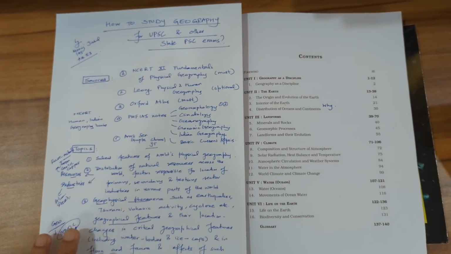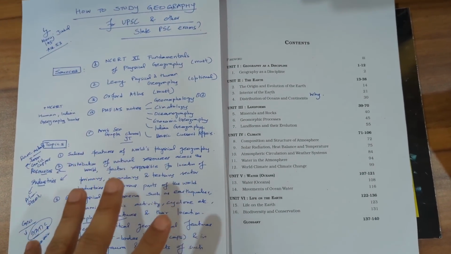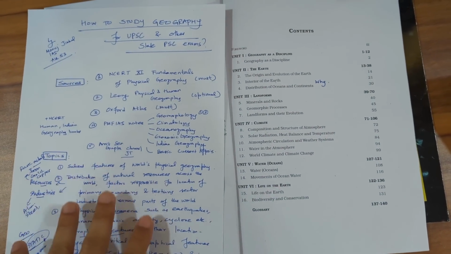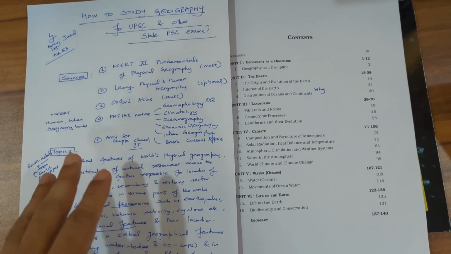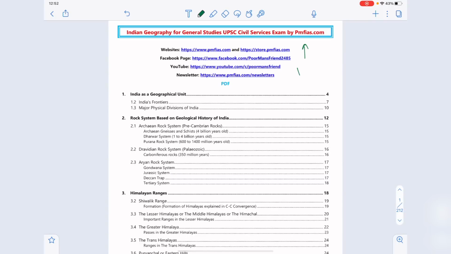If you learn the diagrams properly in geography, you're pretty much set. So this is how I would study geography. I will also show you how to study PMF IAS notes, and also some of the videos from Amit Sen Gupta. So here are the notes of PMF IAS, which I mentioned, and these are the Indian geography notes.